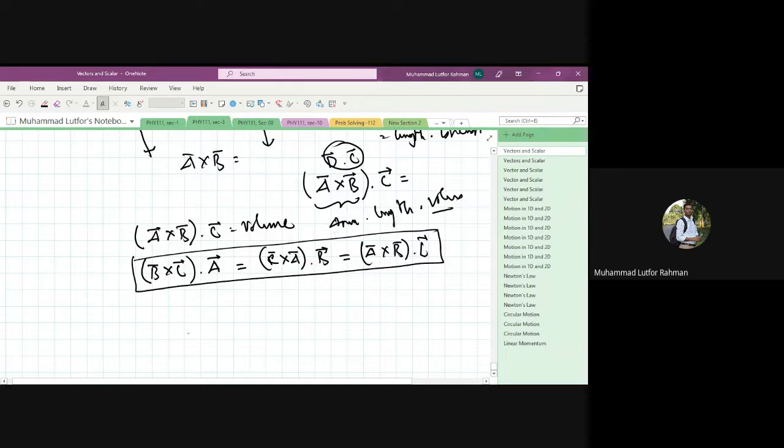That's why it doesn't matter whether I write B cross C dot A or C cross A dot B, all would be the same because it's a scalar quantity. The volume of your room is the same whatever the case, whether you first take length into breadth into height, or height into length into breadth. It's not going to make any difference, because it's a scalar quantity.